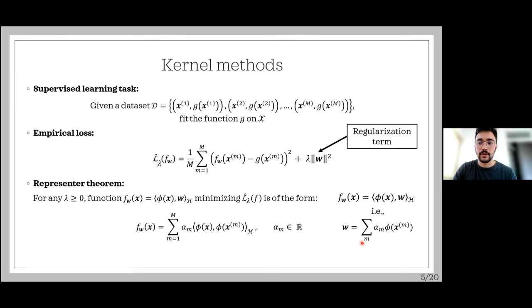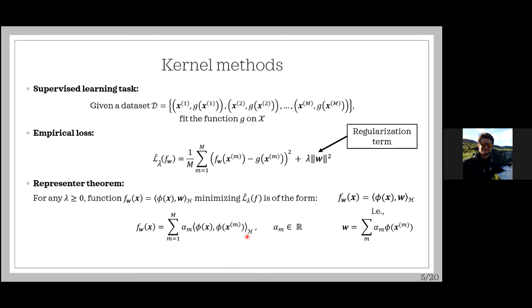So can I ask a quick question? Yeah, please. You may have said that, but what's that norm? It's the Euclidean norm. What norm is that? The norm of W. Yeah. Okay. This norm is with respect to this inner product that you have here. Okay. So it's with respect to that.